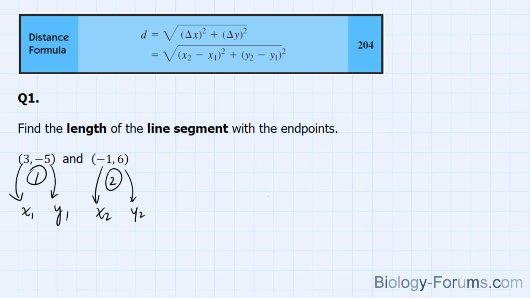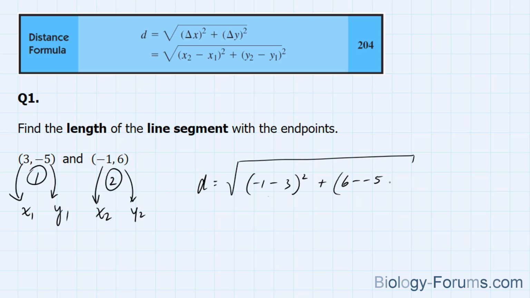That being said, now it's a matter of plug and play. Let's use this formula. D is equal to the square root of x2, which is -1, minus x1, which is 3, squared, plus y2, which is 6, minus -5, squared. So keep that in mind, those two minuses side by side. And we're left with the square root of this, which is equal to -4 to the power of 2, which is equal to 16, positive 16.